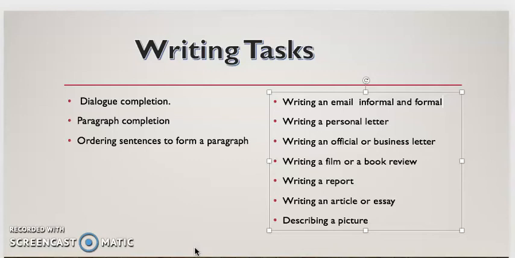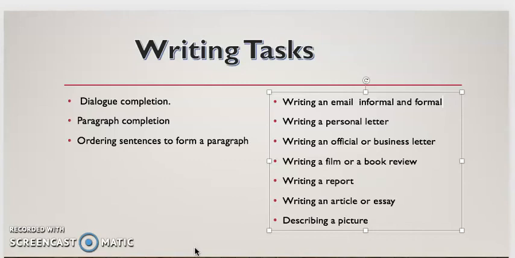We move now to writing an article or an essay. So for the article and the essay in the baccalaureate exam, they look alike. So again, start with an introduction, a development, which can be 2 or 3 paragraphs, and of course a conclusion. So for the article and the essay, they look the same.